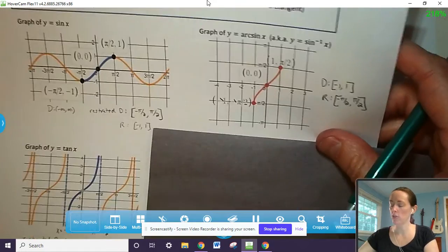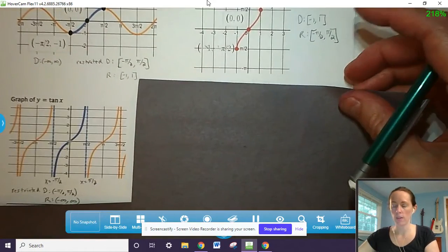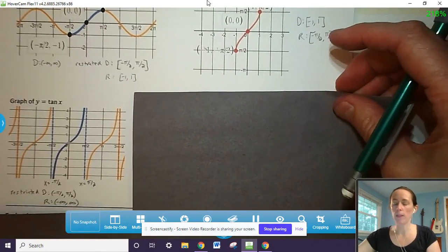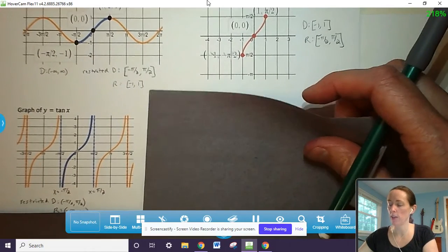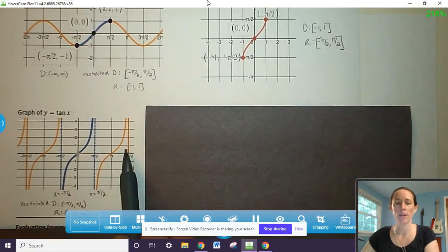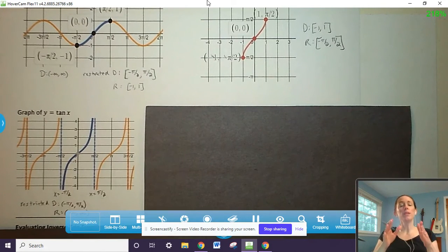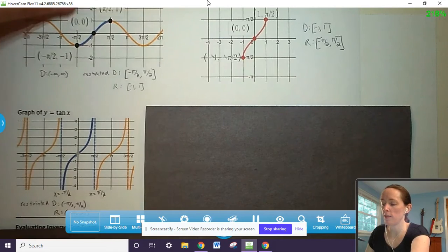Okay, so the tangent graph is this orange one here. And the domain, it is not one-to-one. If we were to put a horizontal line in here, it would definitely fail the horizontal line test. All right, it hits the graph many, many times. So that blue piece in the middle is the piece we're going to use to find the inverse.